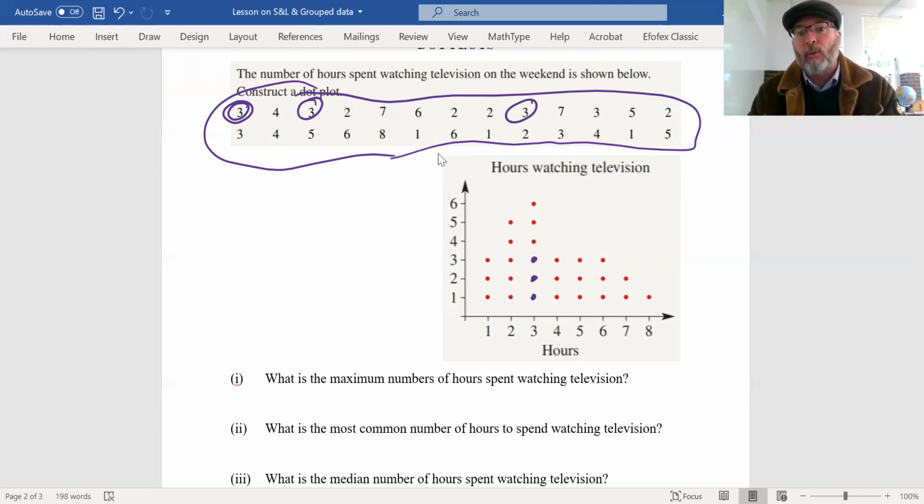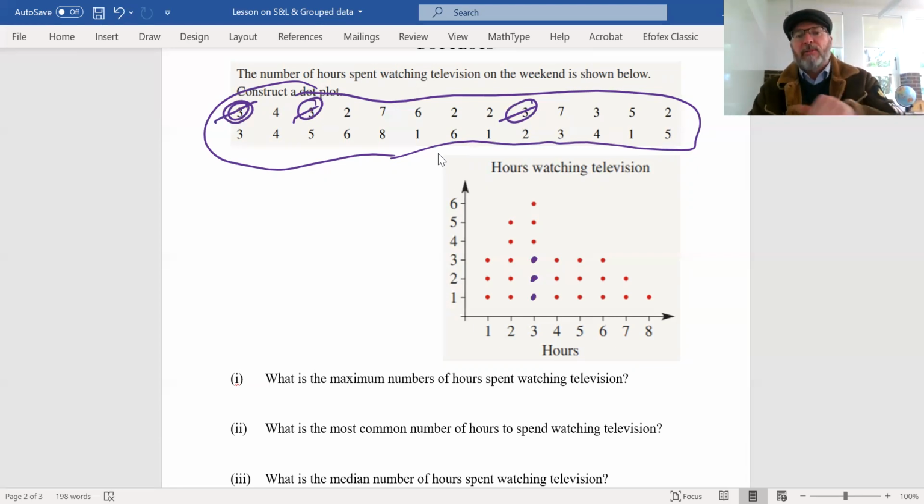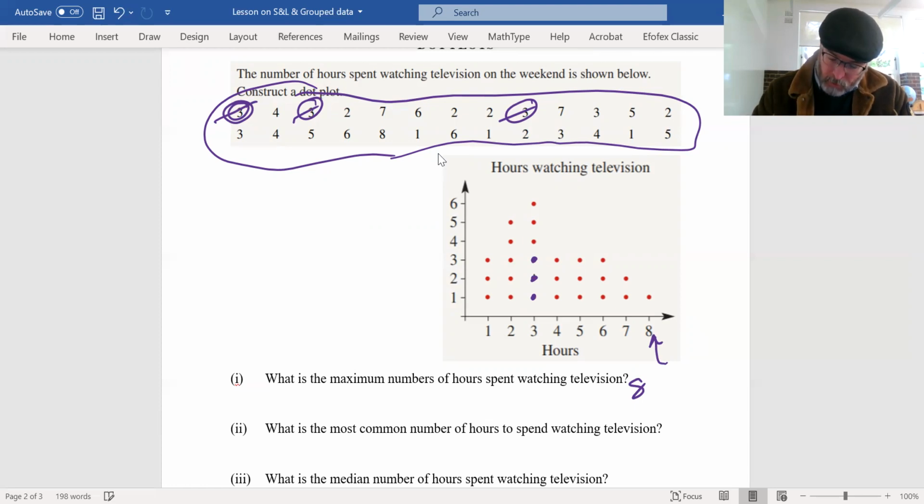And what's a good idea when you're plotting these is, as you've plotted them, to cross them out so you don't double up or miss one, or if someone distracts you, you don't mess up the dot plot. So all that information's been put on the dot plot. What was the maximum number of hours spent watching television? Well, 8. Only one person did that. What was the most common number of hours? Well, there was 1, 2, 3, 4, 5, 6 people doing 3 hours.